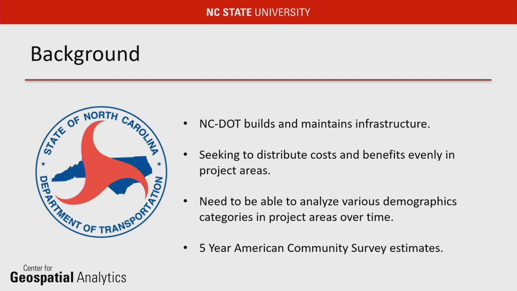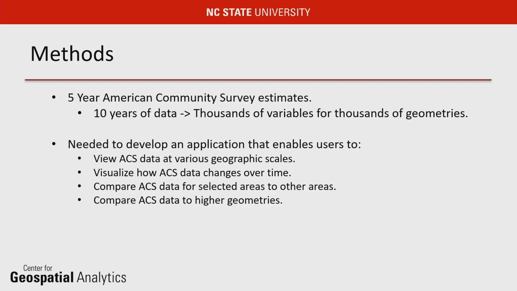And in order to do this, they use the 5-year American Community Survey estimates. I'm sure a lot of people in here are familiar with this data, but it's 5-year rolling averages. They're released annually, right? So the nice thing about this data is you can get a snapshot of lots of different information annually. And so we needed to develop an application that enabled users to view this data at various geographic scales.